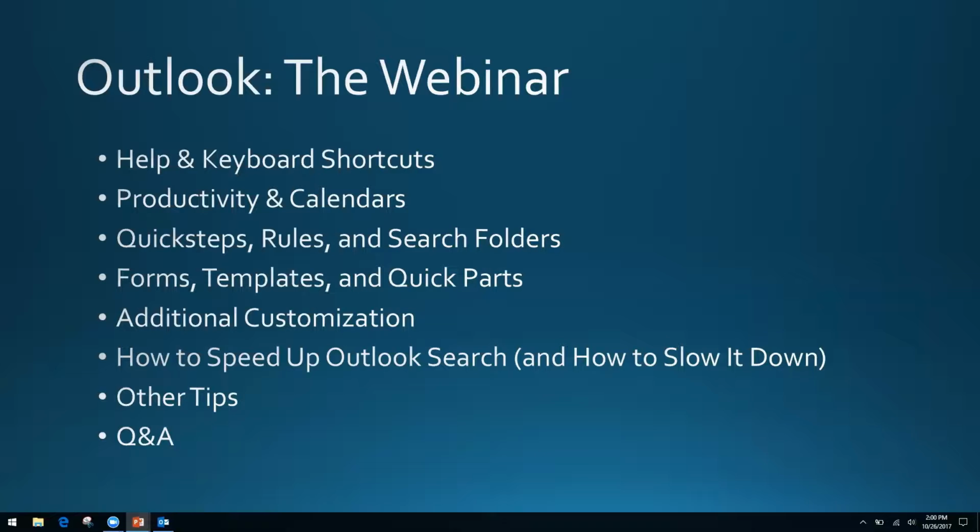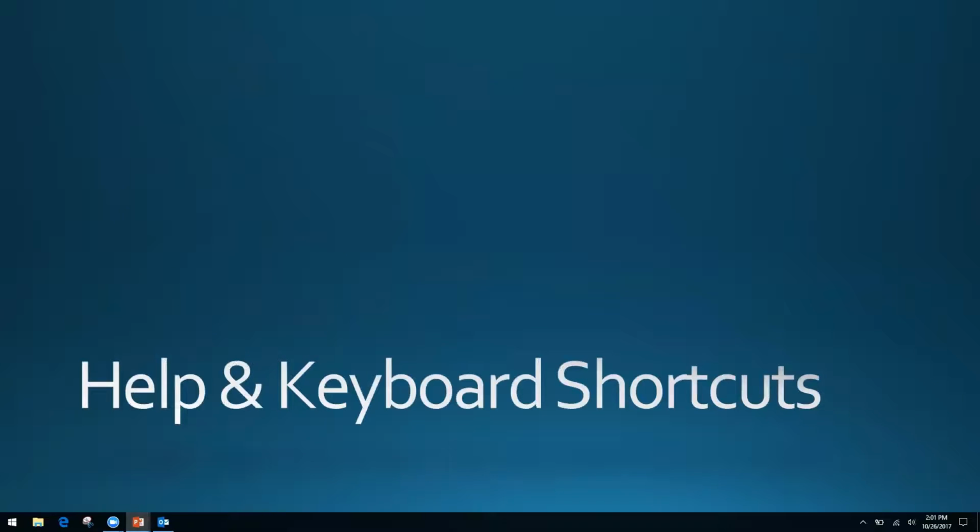We're going to go over productivity and calendars, quick steps, rules, and search folders, forms, templates, and quick parts. We're going to look at some additional customization options, how to speed up Outlook search and how to slow it down. We're going to touch on some other tips that don't quite fall into the categories above. And then after everything is said and done, we will take your questions. So moving right on into it, we're going to start with the help window.